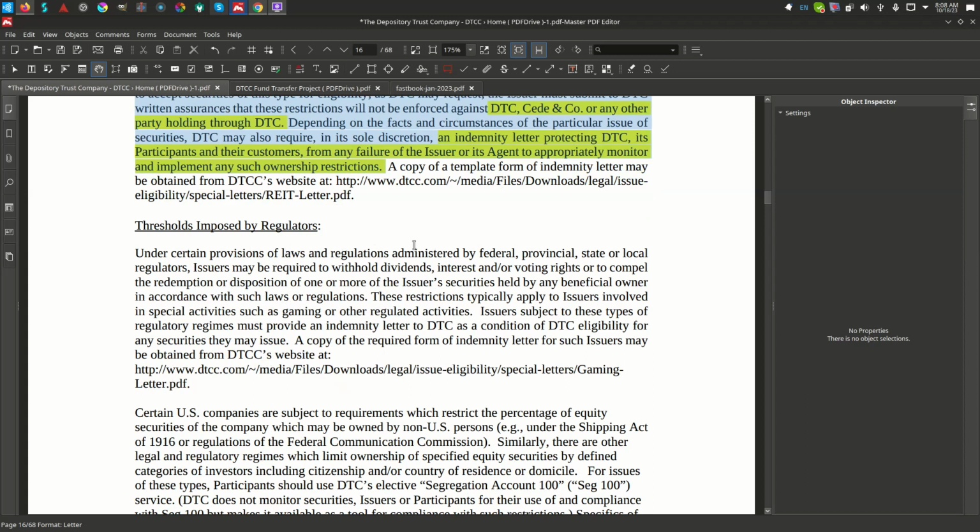threshold imposed by the regulators under certain provisions of laws and regulations administered by federal, provincial, state, or local regulators, issuers may be required to withhold dividends, interest, and voting rights, or to compel the redemption or disposition of one or more issuer securities held by any beneficial owner in accordance with the laws or regulations. And again, it'll tell you all of that quote unquote good stuff.